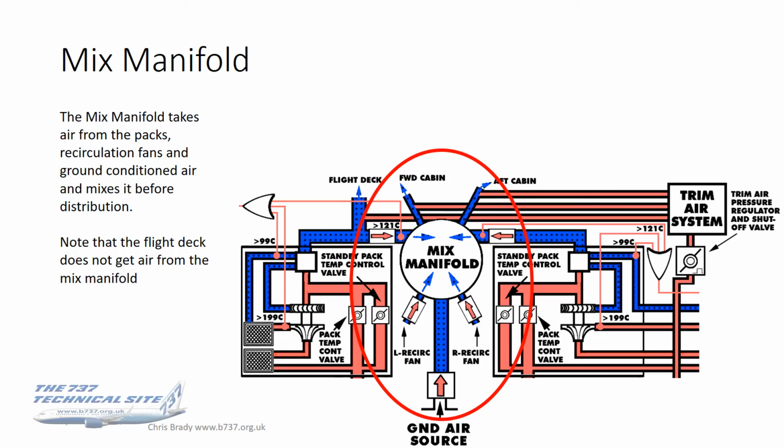Okay, so the mixed manifold, if you recall from the schematic here, it takes its air from the packs, the recirc fans, and ground air if it's in use, and mixes it before distribution to the cabin. Again, let me just reiterate that the flight deck does not get air from the mixed manifold. Flight deck air is separate, it's straight from the left pack.